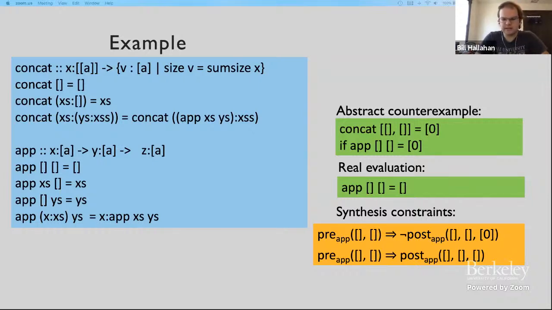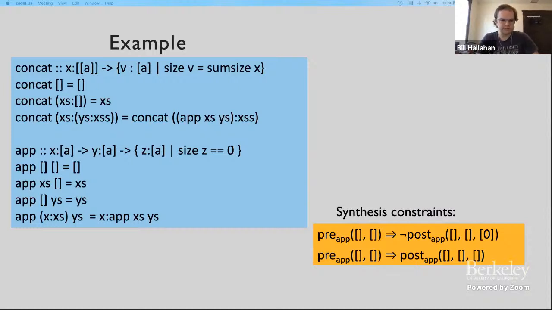So if we give these constraints to a synthesizer, we can get a possible specification for app. And here the specification we came up with is that the size of the output list is always 0. Now, of course, this is not a correct specification. And so if we try to verify this, we'll fail.